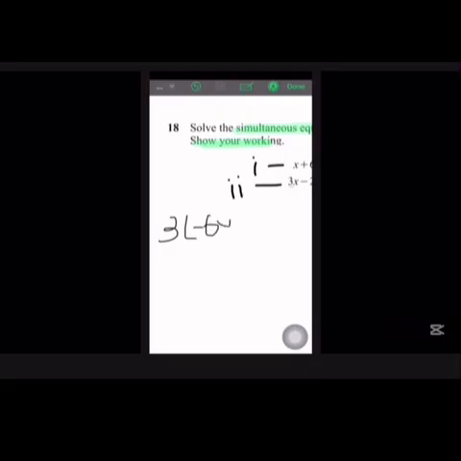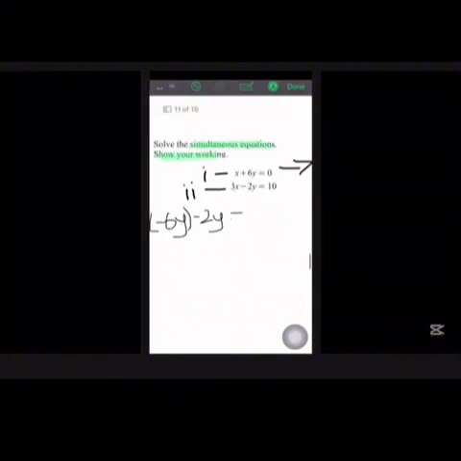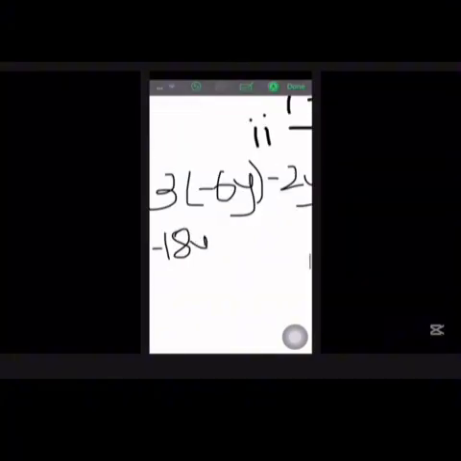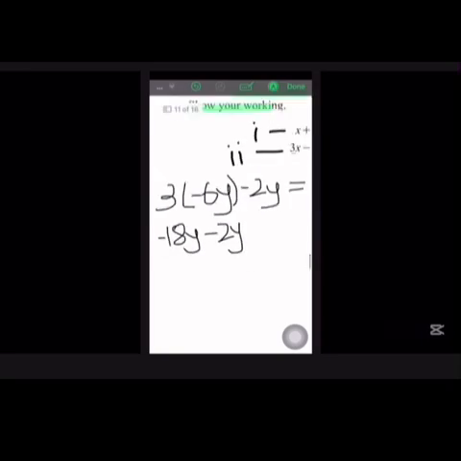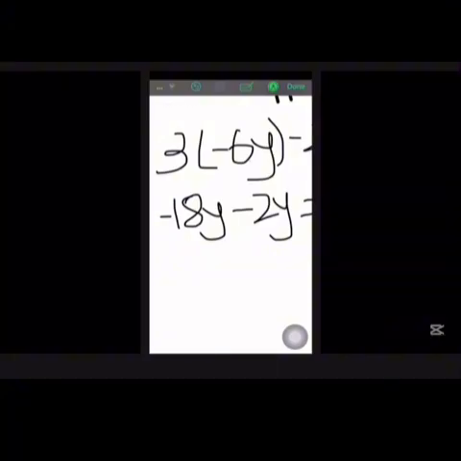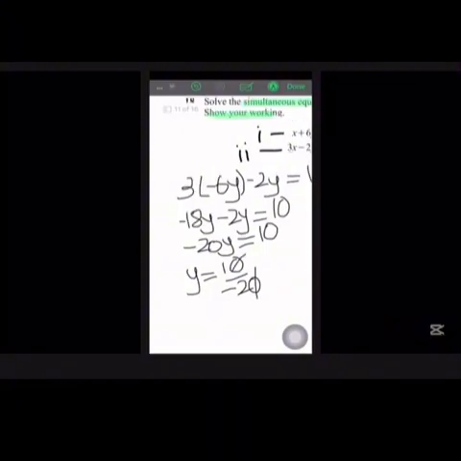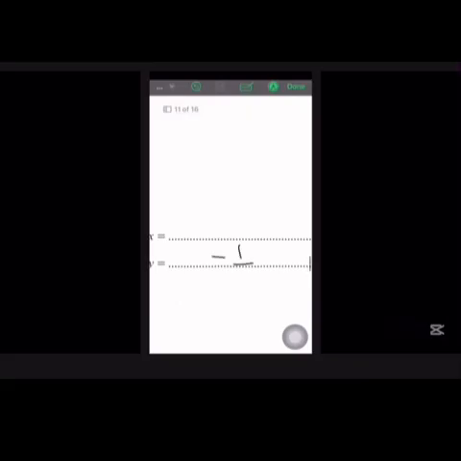So I'll put the values here. Multiply by minus 6y, minus 2y is equal to 10. Minus 18y minus 2y, and then we have 10. Now we'll just add them. It will be minus 20y is equal to 10, so y is equal to 10 over minus 20, and then we'll just cut off the zeros. The answer will be minus 1 over 2. So y is minus 1 over 2.